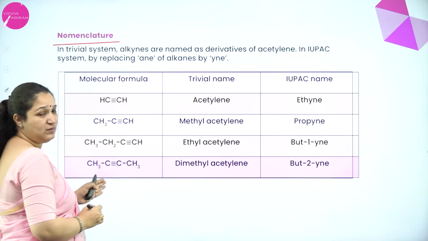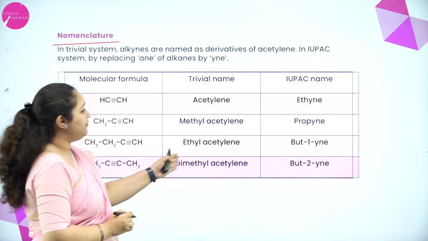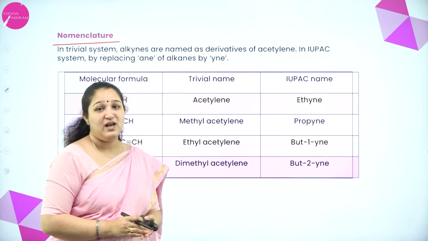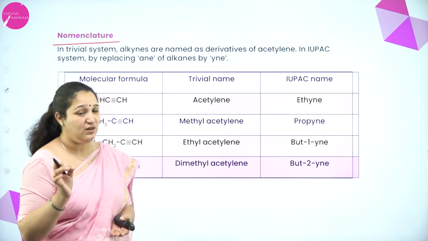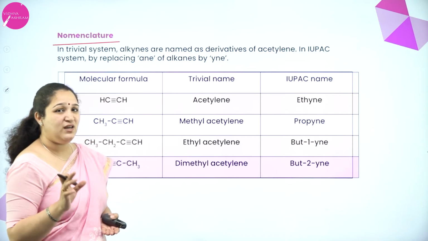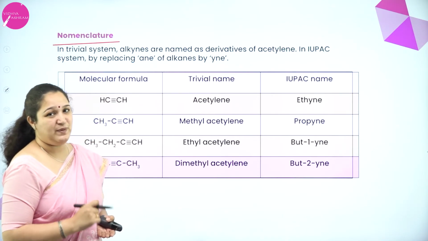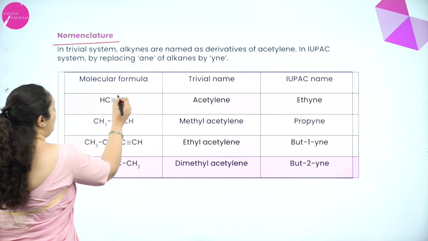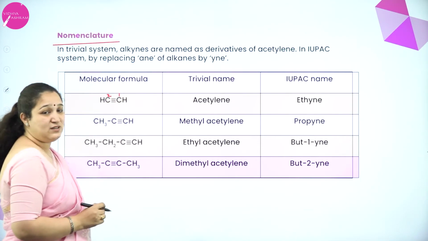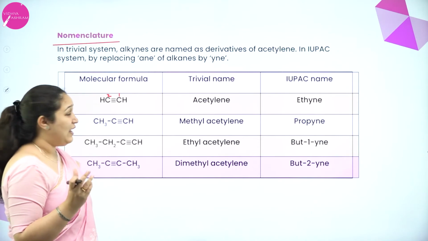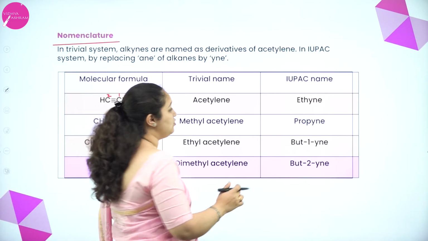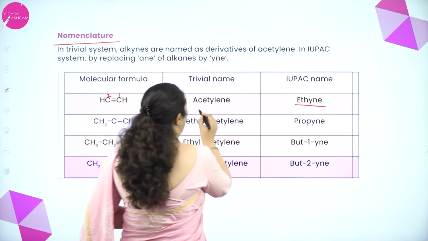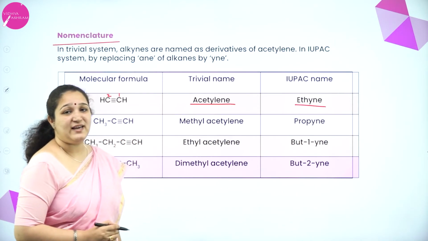Here I have some molecular formulas, trivial names and the IUPAC names. I have already explained the nomenclature in the previous chapter. You can refer to that. Once again, briefly, I will explain here. So, 1, 2, carbon atoms. The root word is eth and it contains a triple bond, so the suffix is "-yne". The name will be ethyne and the trivial name is acetylene.